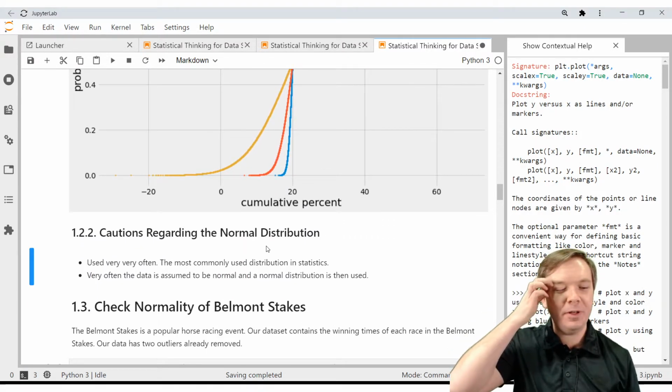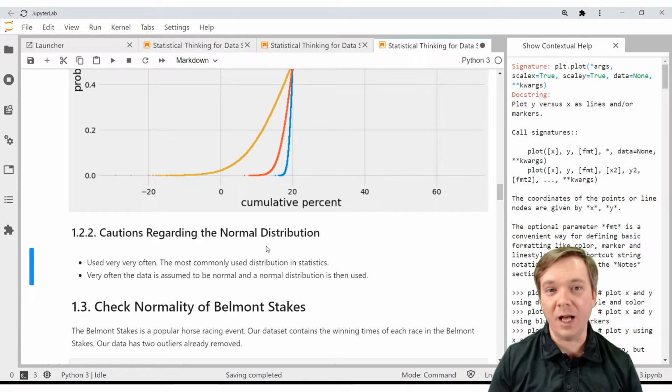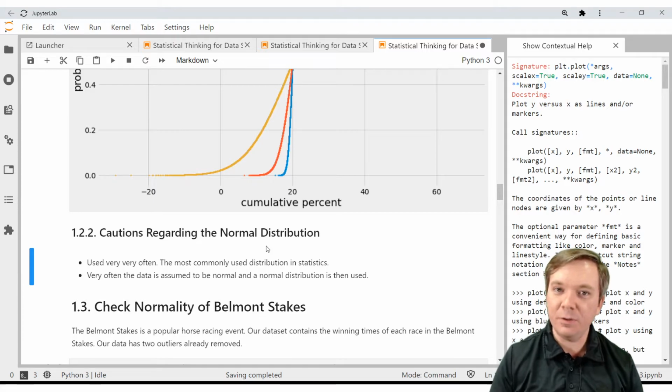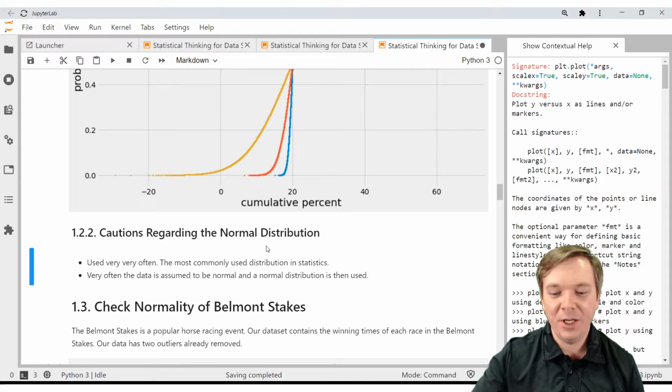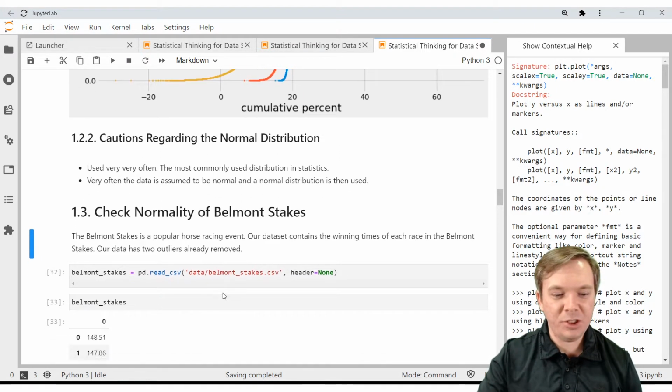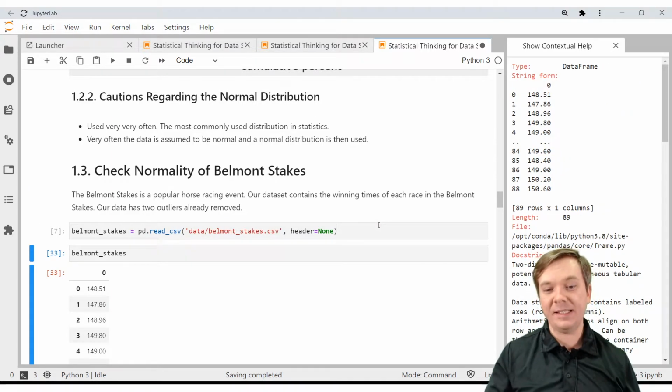Now, it's important to remember though that with normal distributions there are some caveats, okay? Normal distributions are probably the most commonly used distribution type. They're used pretty much everywhere, in statistics and modeling, financial modeling. Often the data is assumed to be normal, and then you use a normal distribution. But it's important to know that it might actually not be normal, right? You actually want to check these. So what we can do is check the normality of this, okay? We can look at a data set and ask, is this a normal data set, yes or no?